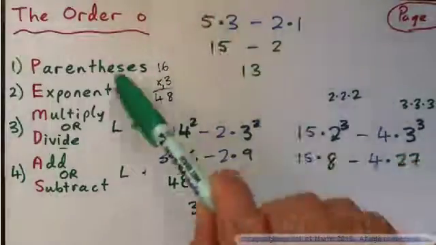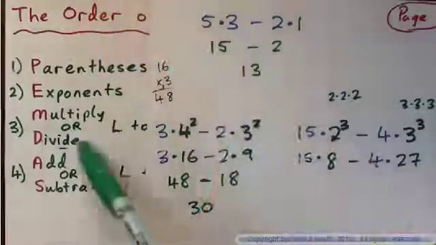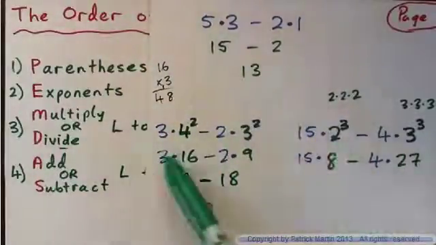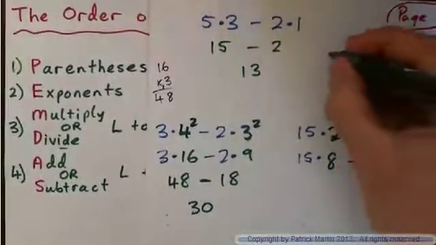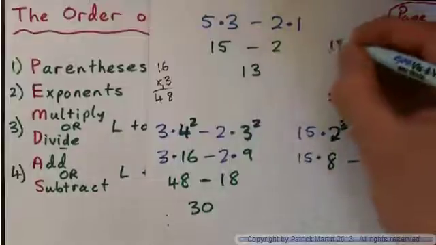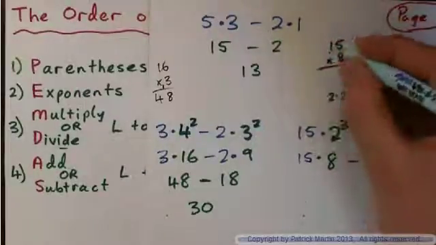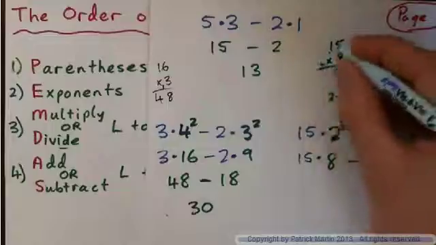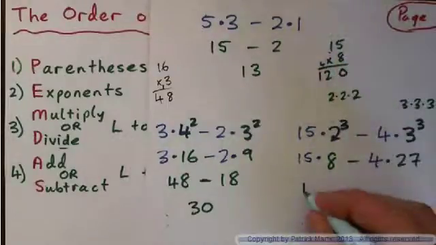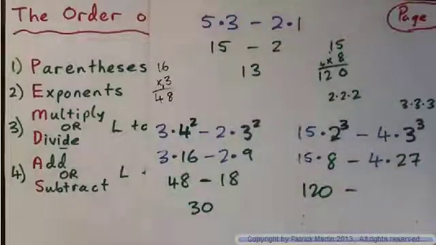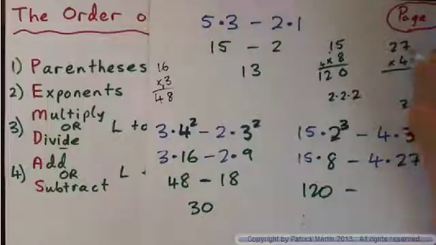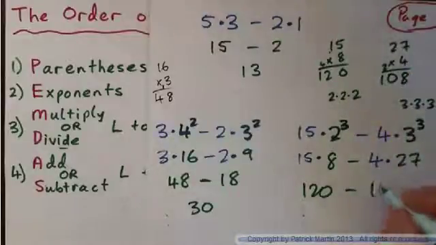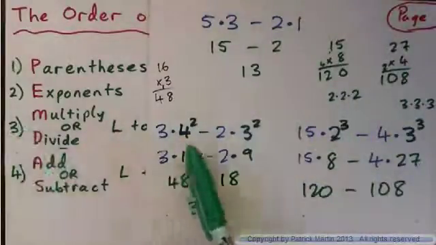So we have all the parentheses done, all the exponents done. Now we need to go from left to right and do all the multiplications or divisions. So we got 15 times 8. Let's do that. And we can do it up on a different part of the page. 15 times 8. 8 times 5 is 40, carry the 4. 8 times 1 is 8 and 4 is 12. So 120. And what's 4 times 27? 27 times 4. 4 7s, 28, carry 2. 4 2s is 8 and 2 is 10. So this is 108. So we've gone from left to right and done all the multiplies or divides.